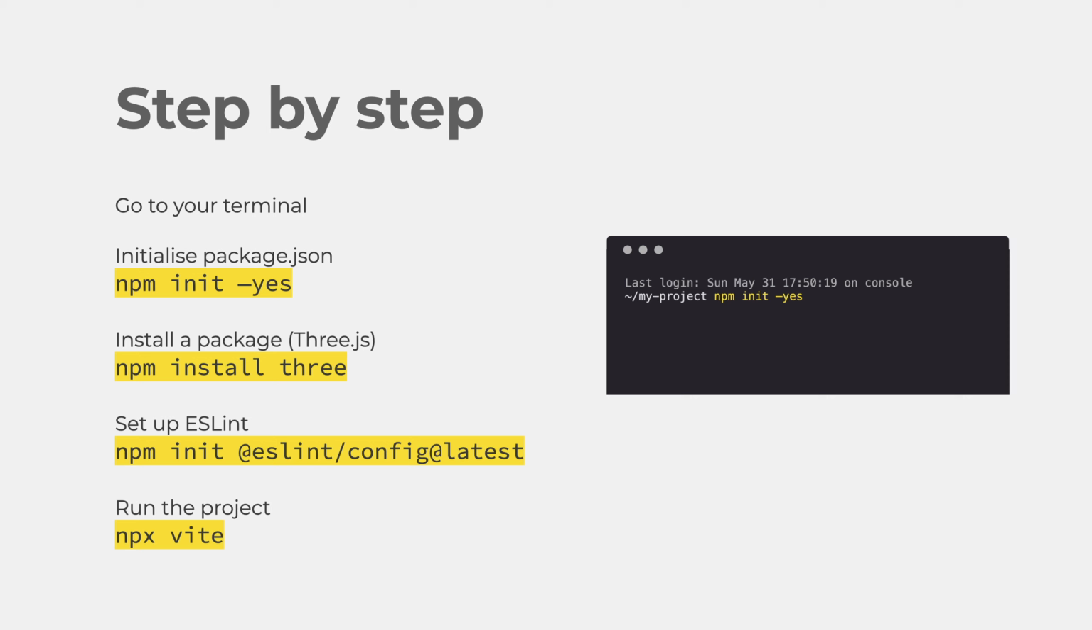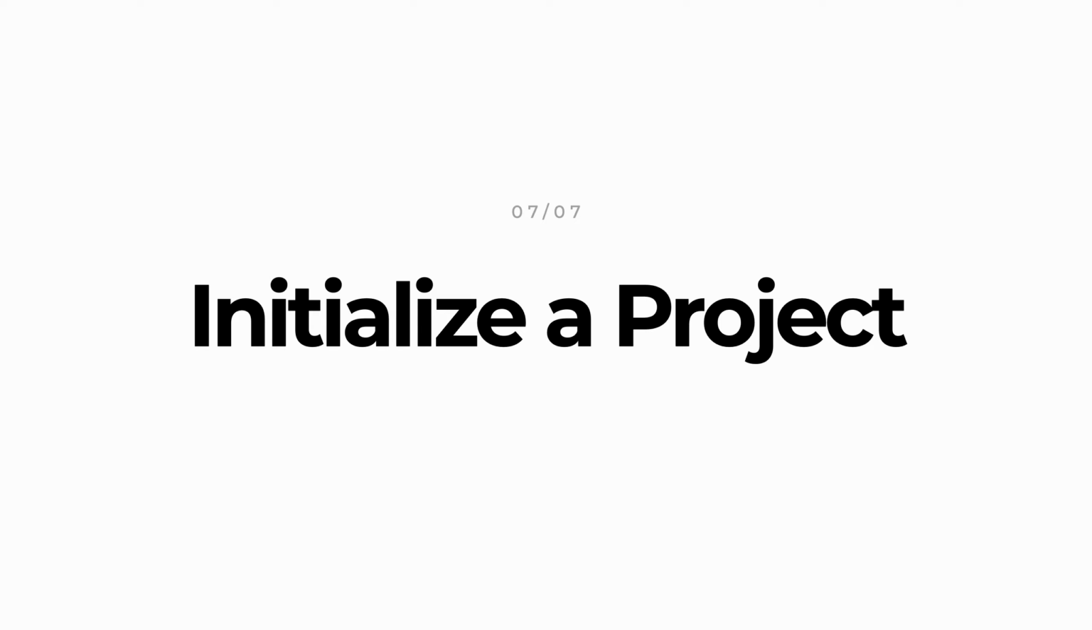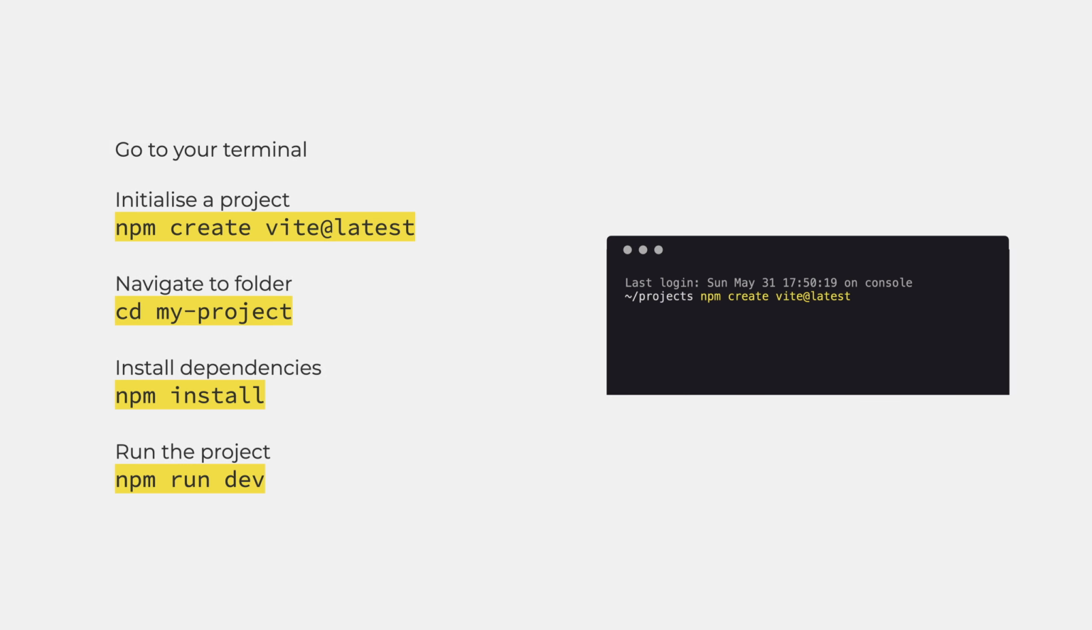So this was the step-by-step process. We used npm init to initialize the project, set up ESLint manually, and run our project with Vite. Vite can also initialize the project with a sample application and all the necessary files. This is especially handy when we set up a React project. So let's see how to set up a vanilla JavaScript and a React project.